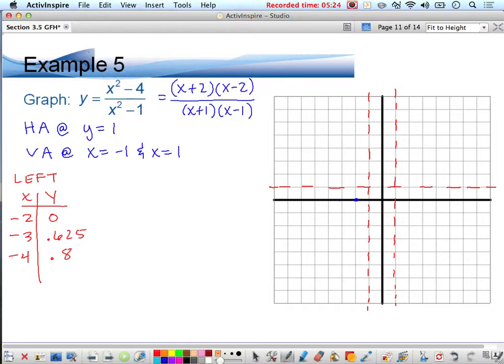-3 is positive 0.625, and -4 is 0.8. Do y'all see how those points are getting close to that horizontal asymptote? Yes? Okay. And they're going to just keep getting closer. It may help some of you now to pick a point in between here.